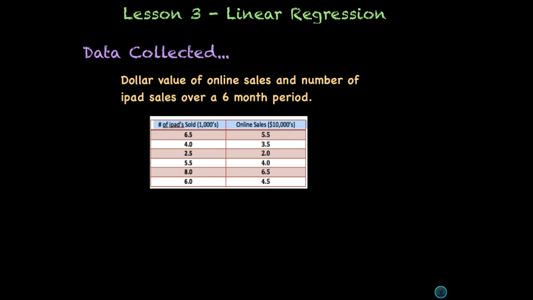Okay, let's go ahead and create our scatter plot with this data. Our number of iPads sold will be our independent variable. That will be on our x-axis. We're wanting to see if online sales are increased or decreased because of this. So online sales is our dependent variable, and that will be on the y-axis.